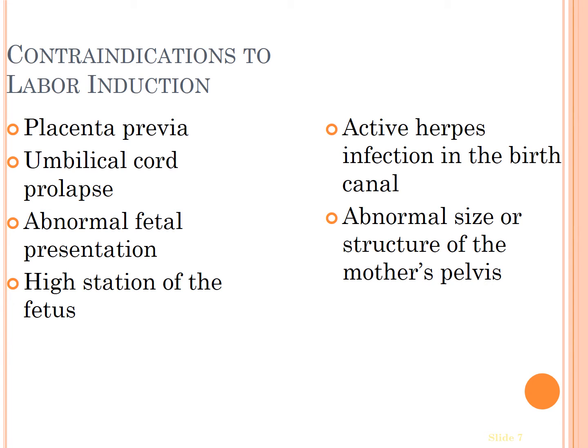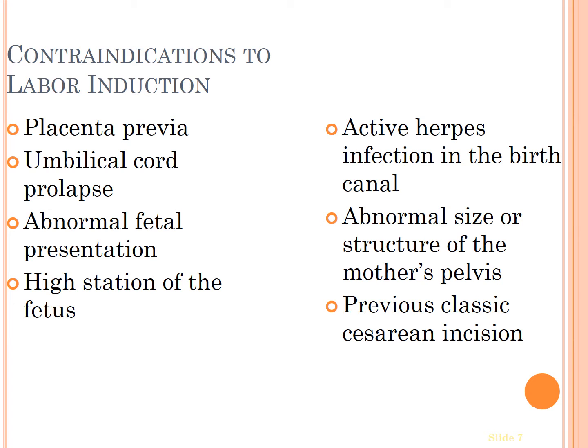And then, of course, abnormal size or structure of the mother's pelvis. This can probably go along with the high station of the fetus. It kind of goes hand in hand many times. And then a previous classic cesarean incision. We're going to talk about incisions for cesareans in a little while, but a classic cesarean incision is not the incision on the abdomen. It's the actual incision on the uterus, okay? A classic incision is a vertical incision on the uterus. This is one contraindication for a labor induction.